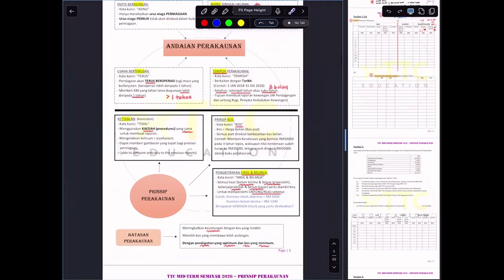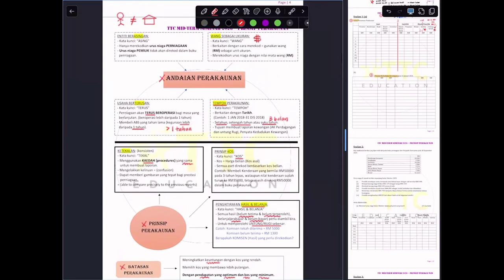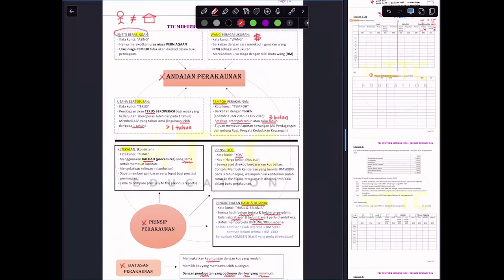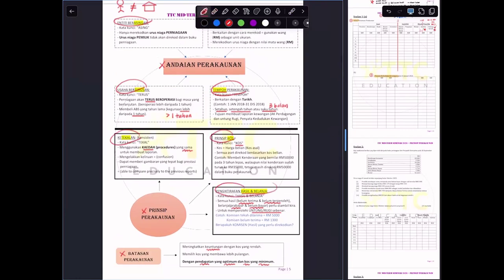But make sure one thing first. Make clear one thing first. We have andaian, prinsip, batasan, but your answer in that kind of question is not to answer andaian, prinsip, batasan. No. So I purposely put a cross before these three terms. Your answer in the question should be out of the 8 items here. Make that clear first. Otherwise, everything is wrong.